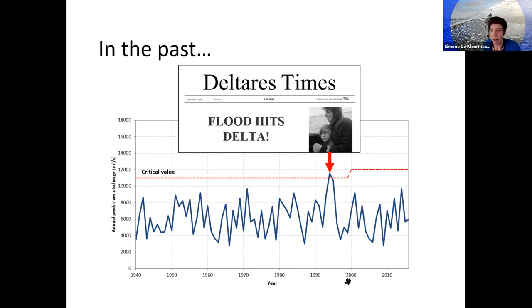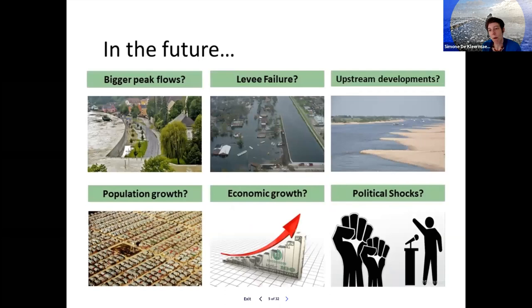So a few years later, you see the red line go up, and now we've taken measures to increase our safety level to 12,000 cubic meters per second of maximum discharge. So that's the current situation in our lovely town. But of course, we are responsible, looking to the future. And there's a lot of uncertainty.